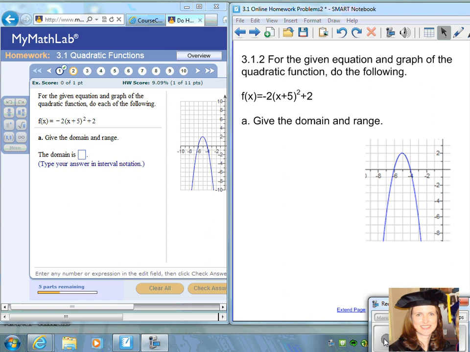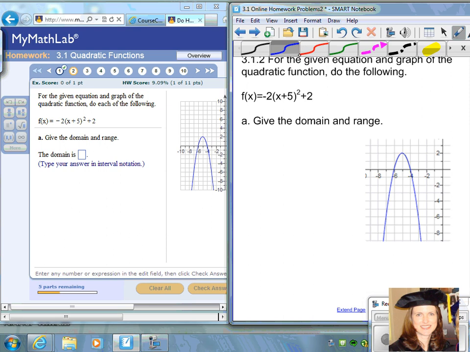Question number 2 from section 3.1, quadratic functions. This is a lot like the first one, but this time I'll go through just a little bit faster. So for the first one, I want to give the domain and range.